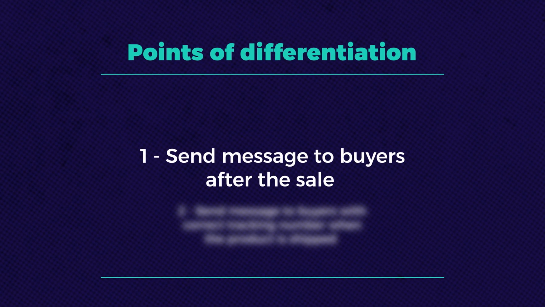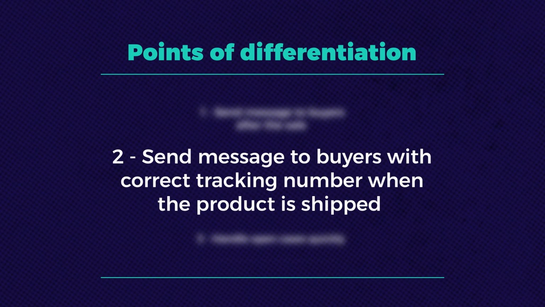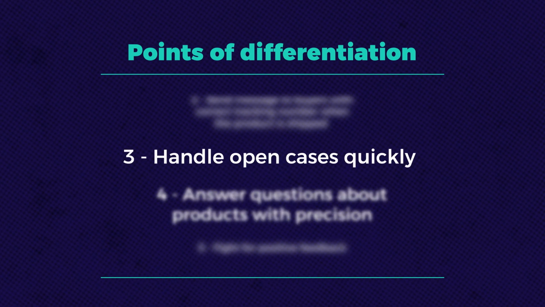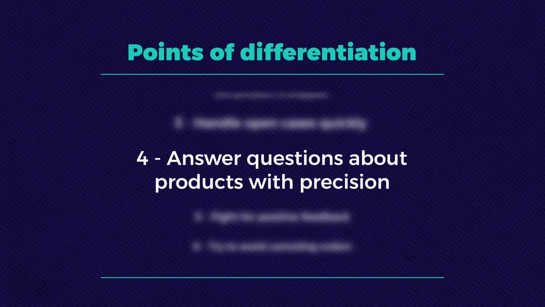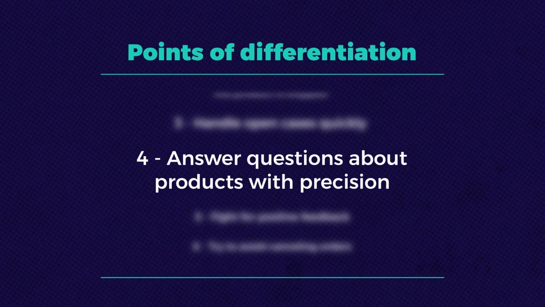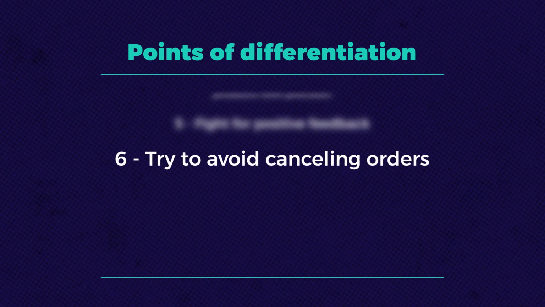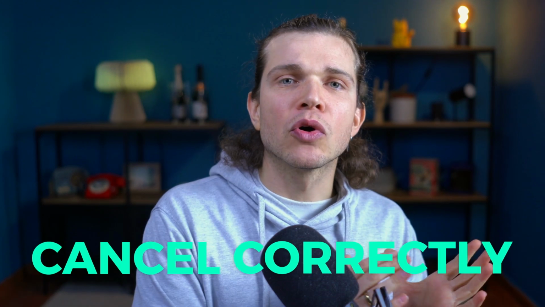Number 1 is to send a message to buyers right after the sale. Number 2 is to send a message to buyers with the correct tracking number when the product is shipped. Number 3 is to handle open cases quickly. Number 4 is to answer questions about products with precision. Number 5 is to fight for positive feedback. And number 6 is to try avoiding canceling orders. But if you do, cancel correctly.